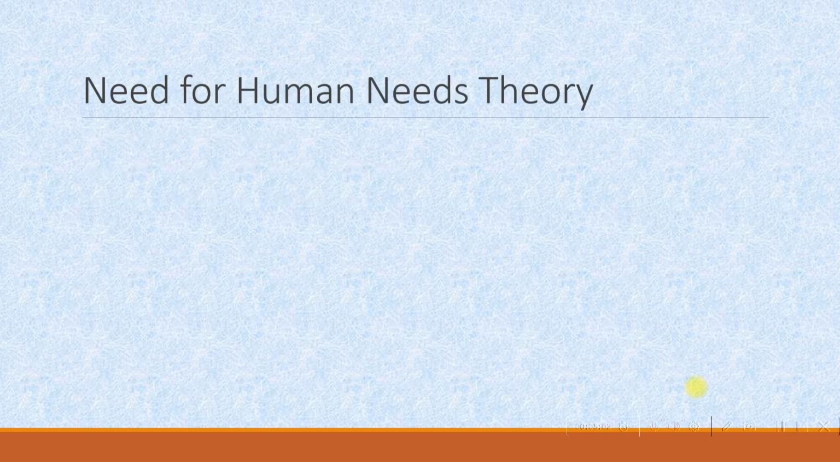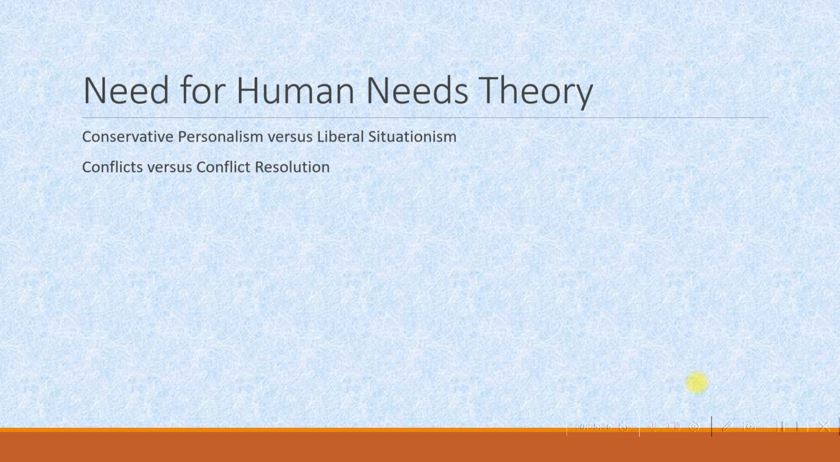Now we'll go and explain the need for human needs theory. Here it's a lecture on conservative personalism versus liberal situationism. Even after 1970, there was persistence of irrational social struggles with missing opportunities for their resolution. However, this was explained based on theories of conservative personalism and liberal situationalism. Conservative personalism also had an element of conflict versus non-conflict resolution. We'll define that in a little while. But first, what is conservative personalism?